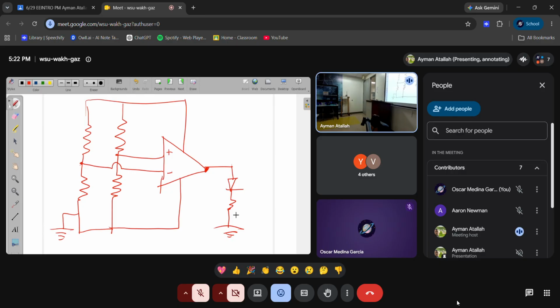Okay, so let me assume we have 1K here, 1K here, 1K here, and 2K here. What do you think the output? Will the output be high or low? Okay. So I'm assuming I have a battery here, and this battery is like a 10-volt battery or something. It's connected to this 10-volt battery.